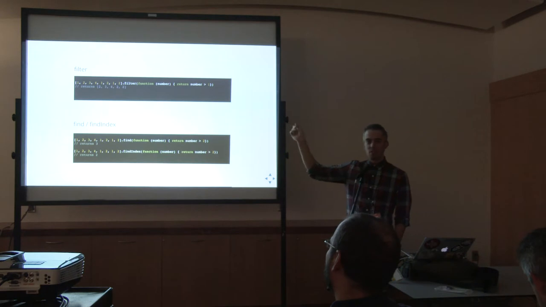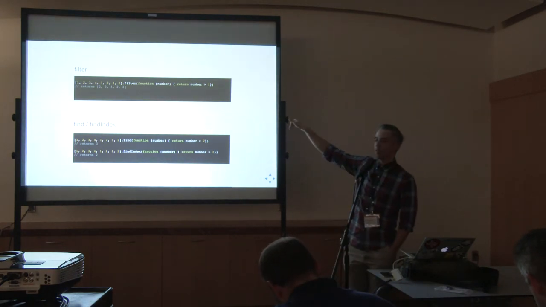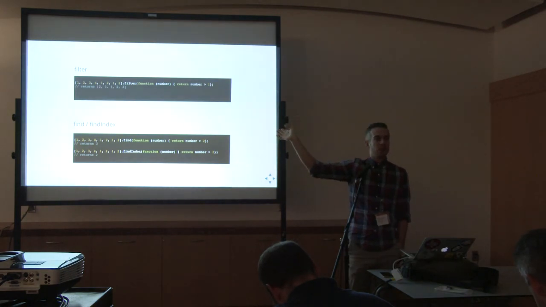So filter, for instance, runs for every single item, and it checks to see which ones pass the filter function, so a number greater than 1, and it returns an array made up of the values that pass.